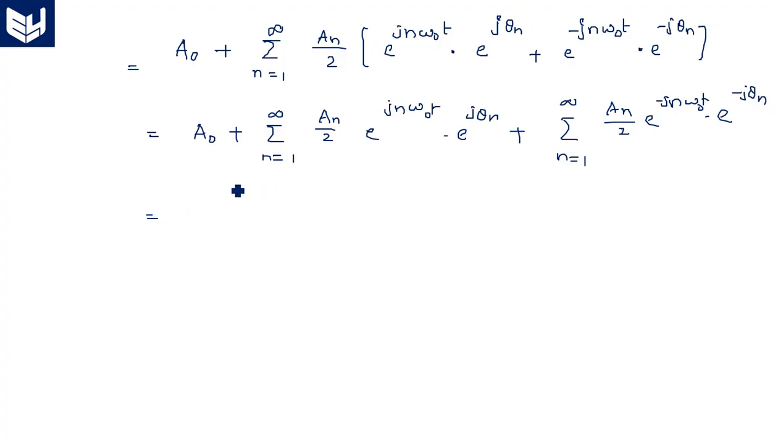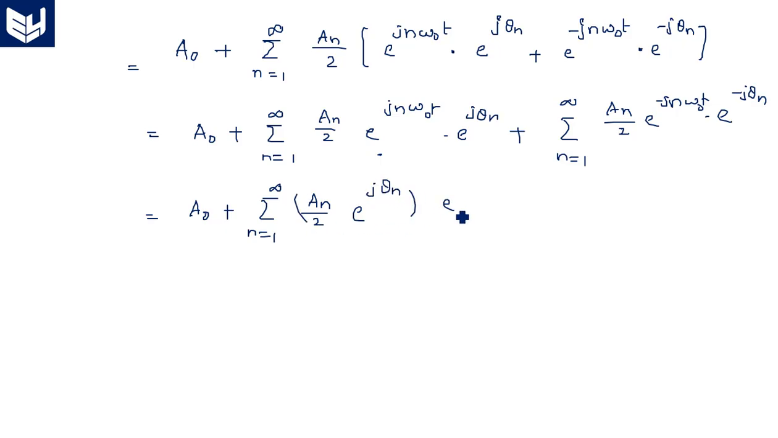That is equal to, now just change the order of these two: e power j n omega naught t onto the right hand side and e power j theta n onto the left hand side. So A naught plus summation n equal to 1 to infinity A n by 2 e power j theta n.